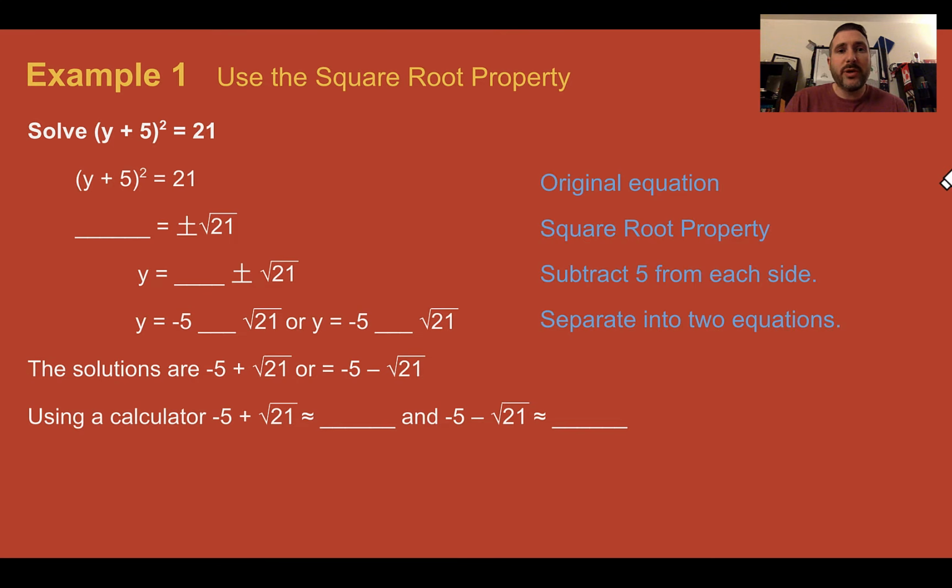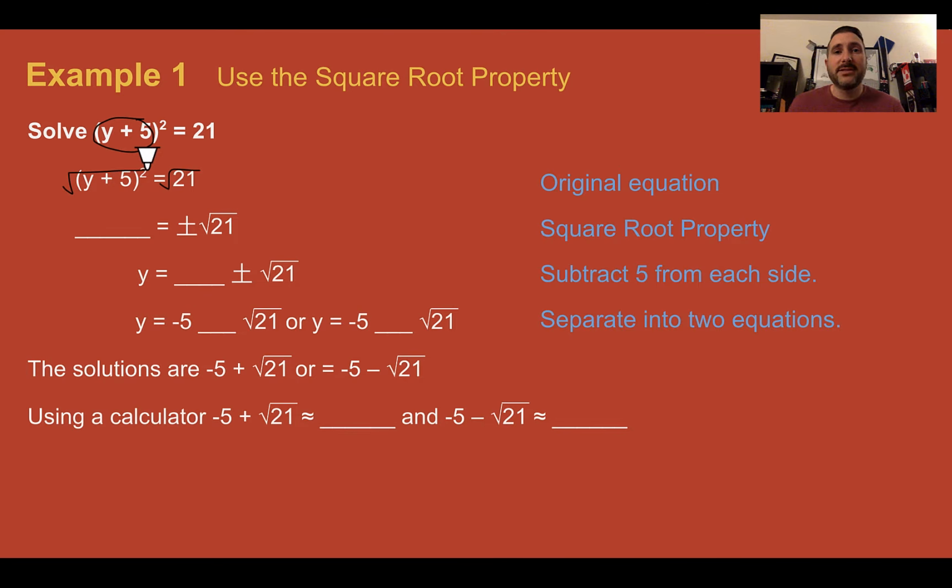Example 1, use the square root property. Solve y plus 5 quantity squared equals 21. Sometimes when we're solving for our quadratics, we'll just have an easy value like y squared equals 21. Other times you might have things in parentheses like this, where we have y plus 5 squared. To solve, we're going to follow the same thing, pretending this whole thing is just like a single variable, at least at first. So we're going to use the square root property and just take the square root of both sides to begin to solve, since this part to the second power is by itself.